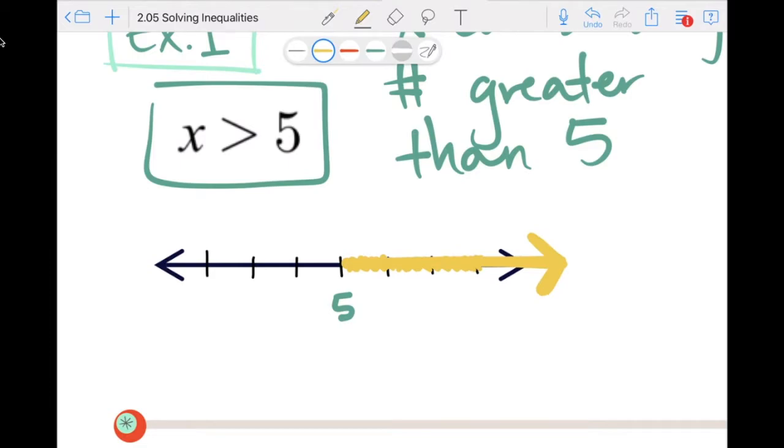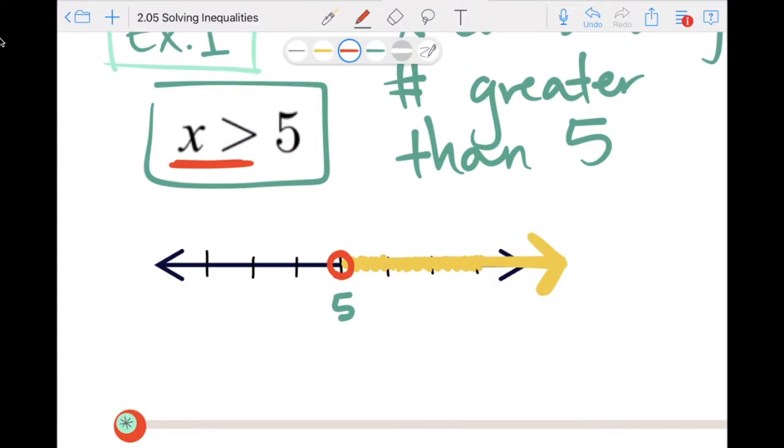Now the last thing we want to ask ourselves is, is 5 included in the solution? Well, notice the wording there. It says x is greater than 5, not x is greater than or equal to 5. That means we need an open dot on 5. And there you've graphed your solution. Keep in mind, inequalities almost always have an infinite number of solutions.